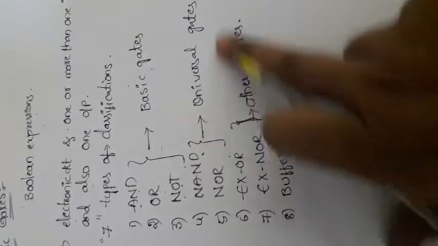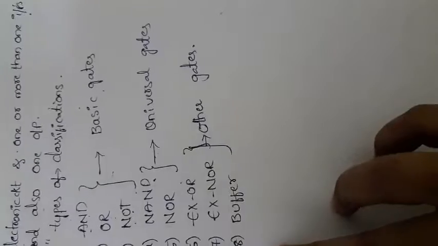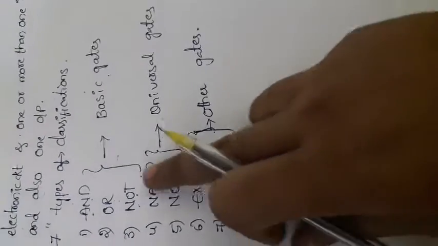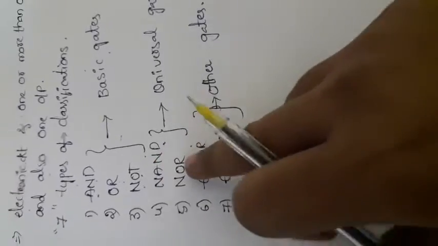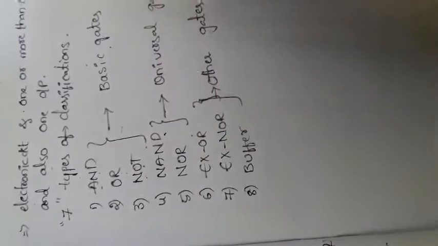Okay, and coming to the universal gates, why are these called universal gates? It means that by using these two gates, NAND and NOR, we can realize all other gates. By using NAND and NOR gates we can realize AND, OR, NOT, XOR, XNOR, like that.